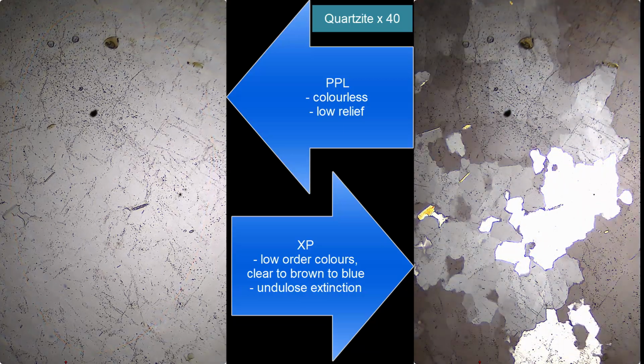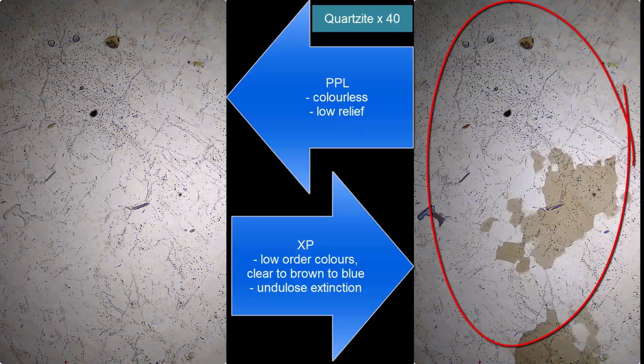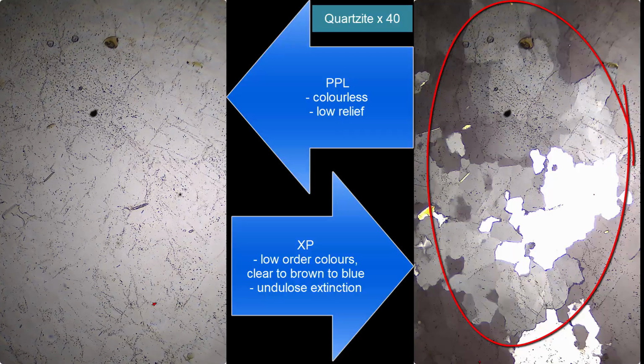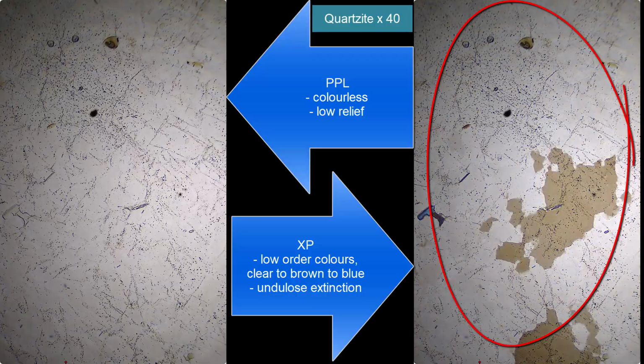And so under XP, quartz shows low order colors, and you can just see it's changing from clear to brown to blue, no reds or rainbows or anything like that.